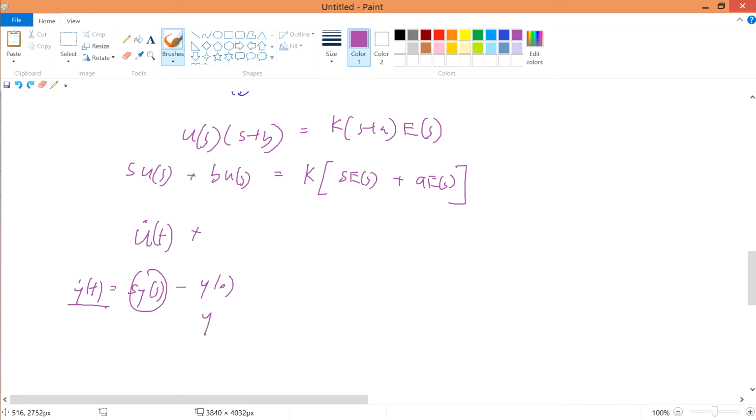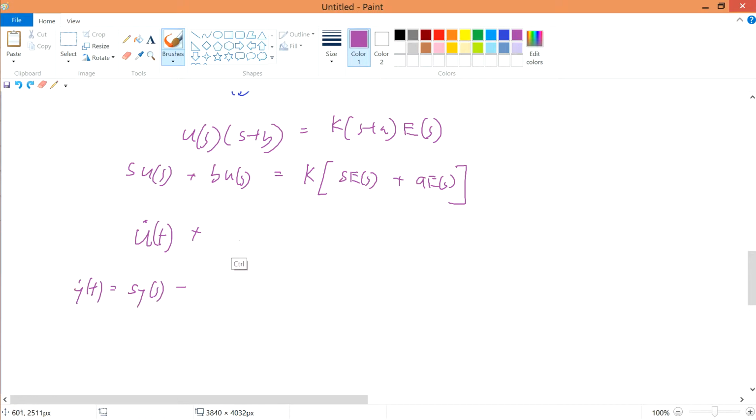If the initial condition states that y(0) equals 0, then this term becomes 0, and therefore I have y dot t is equal to sY(s). In this case, we take the inverse Laplace transform. So sU(s) is in fact this one, and the inverse Laplace transform gives u dot t. So this is why this is over here.